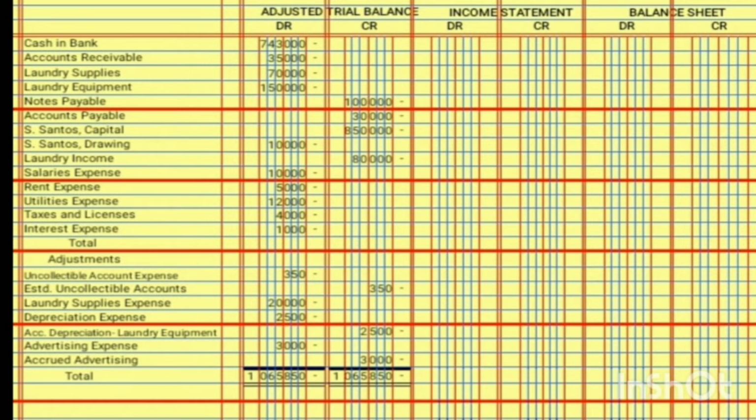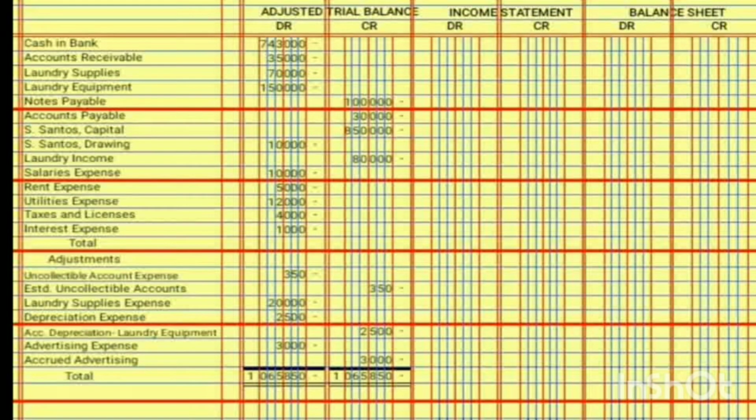But we have to classify whether this account title is a nominal account or a real account. If the account is a nominal account, ibig sabihin ng nominal account, that account title is makikita mo sa income statement. That's why we call it nominal account. So again, kapag ito ay nominal account, we're going to extend it in the income statement columns. And if it is a real account or permanent account, ibig sabihin, this account title is makikita mo sa balance sheet. So we're going to extend that in the balance sheet column.